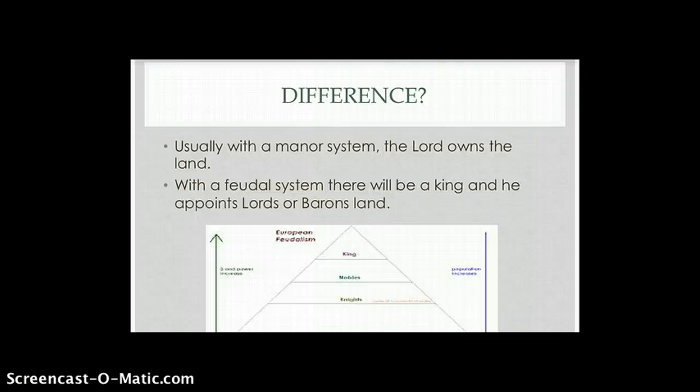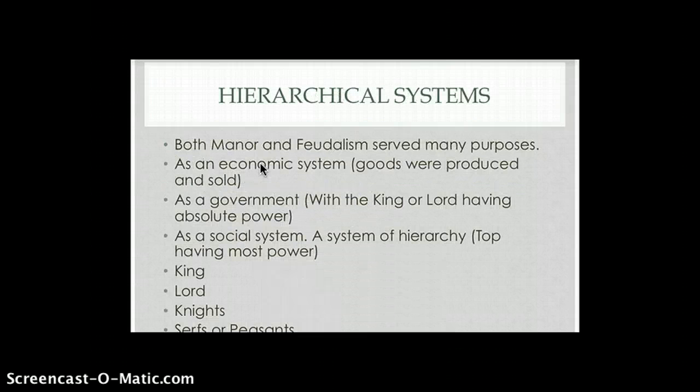Is there a difference between the manor system and feudalism? Not really. Usually with the manor system, the lord owns the land. With the feudal system, there will be a king, and he appoints lords or barons to run the land. Hierarchical systems.